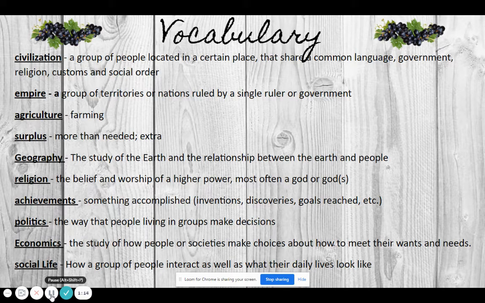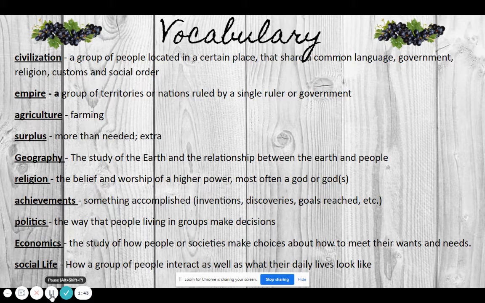Religion is the belief and worship of a higher power. Most often that involves a god or gods. Achievements, those are things that you accomplish, something accomplished, like inventions or discoveries, goals reached. Politics is the way that people living in groups make decisions. This kind of thing would include government, laws, lawmakers, law enforcers, things like that.